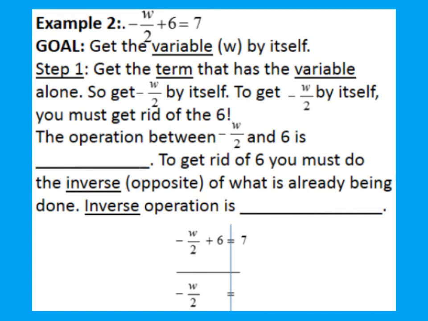The operation between negative w divided by 2 and 6 is addition. To get rid of 6, you must do the inverse or opposite of what is already being done. The inverse operation of addition would be subtraction.